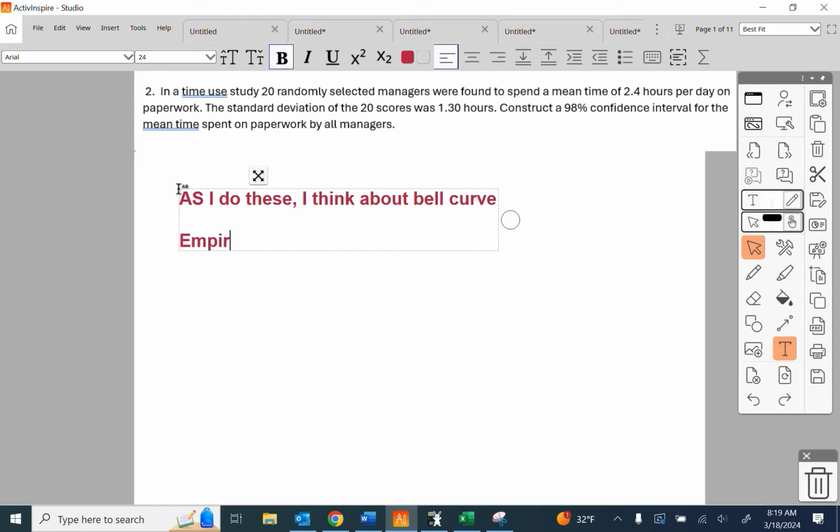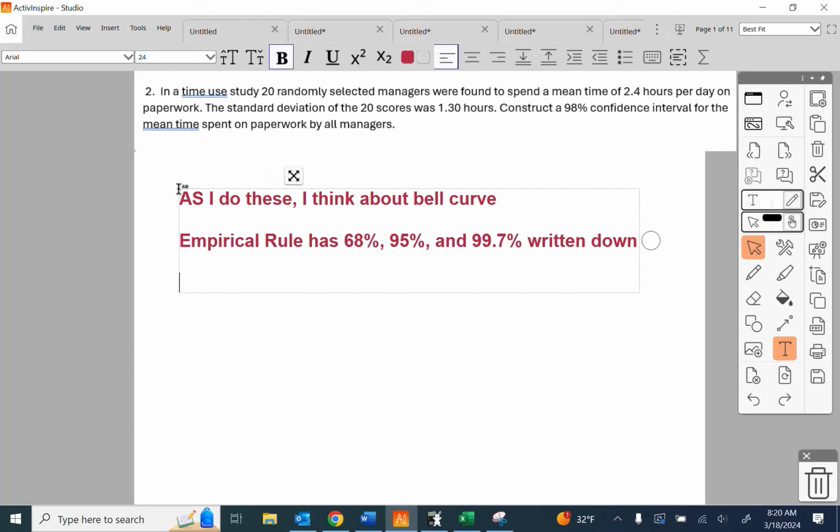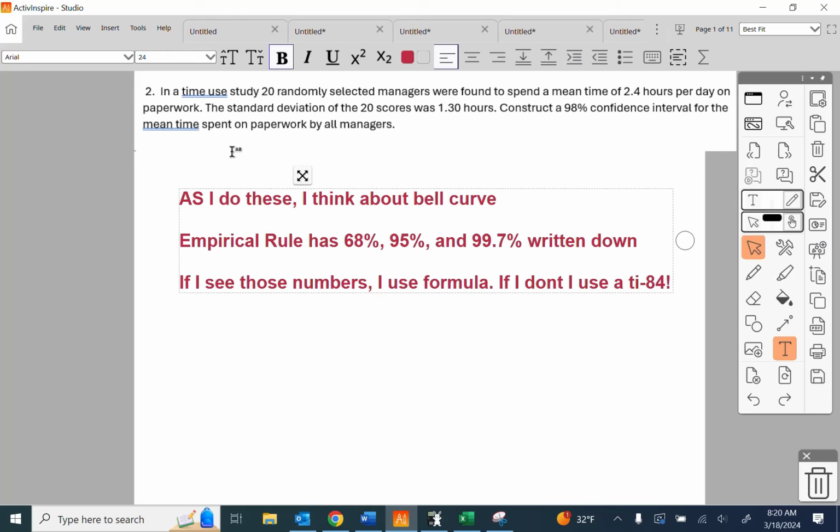The empirical rule that we studied Monday has 68%, 95%, and 99.7% written down. So I'm looking for those numbers. If I see those numbers, I use a formula. If I don't, I use a TI-84. That's how I'm going to do these.